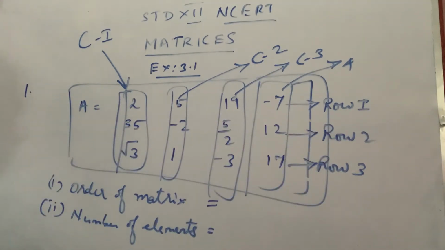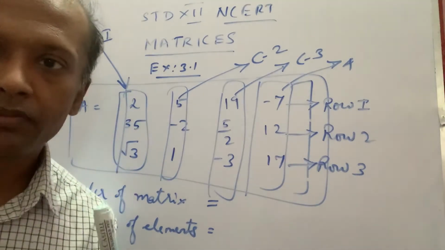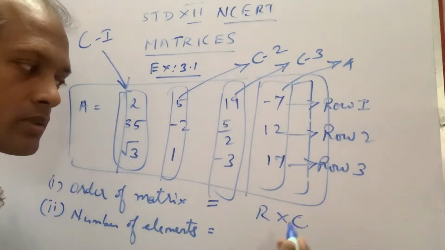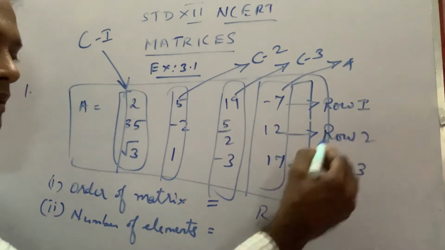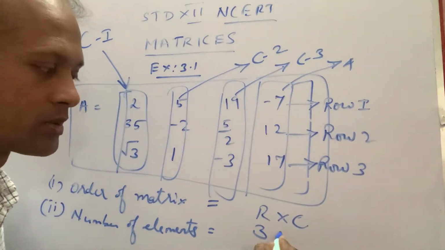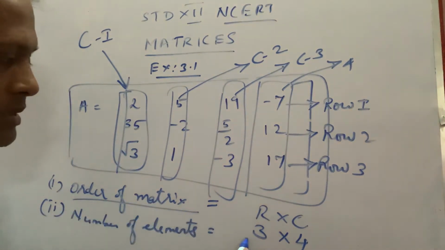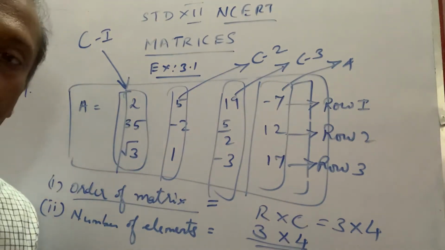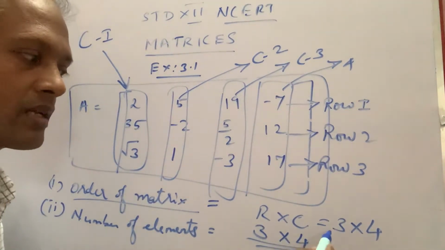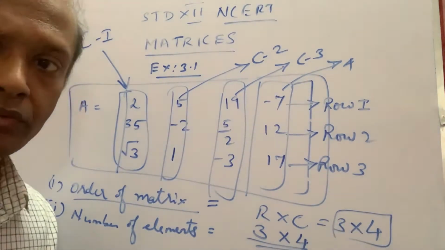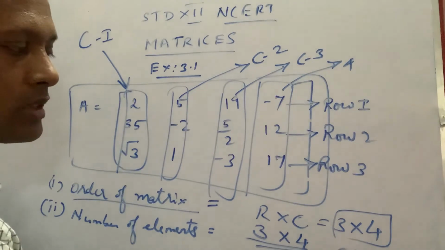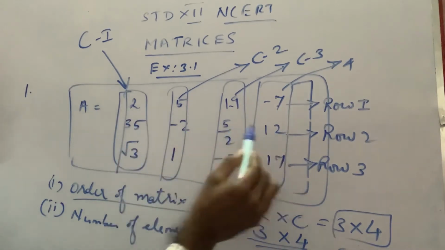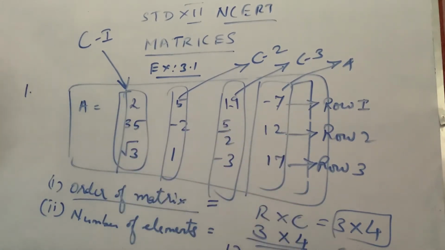So how should you represent the order of the matrix? The order of the matrix usually has to be represented by number of rows by number of columns. So in this case, कितने rows हैं इसमें? 3 rows हैं. 3 rows और columns कितना है? 4. So the order of the matrix is 3 by 4. Now write the number of elements. What will be the number of elements? It will be 3 into 4. How much is 3 into 4? That is 12. ठीक है? 12. So 1, 2, 3, 4, 5, 6, 7, 8, 9, 10, 11, 12. Number of elements is 12.